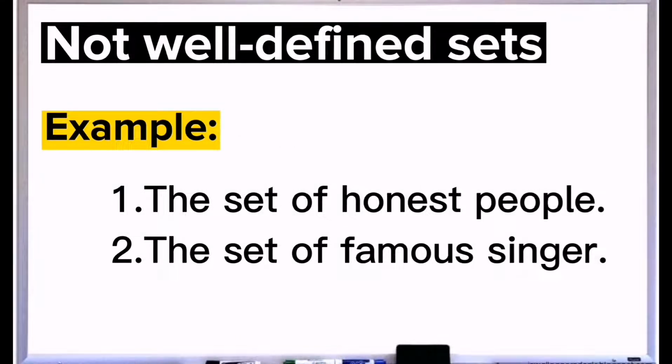If there is a well-defined set, there is also a not well-defined set. The examples are the set of honest people and the set of famous singers. The sets given are not well-defined since people will have different points of view on honest people and famous singers.